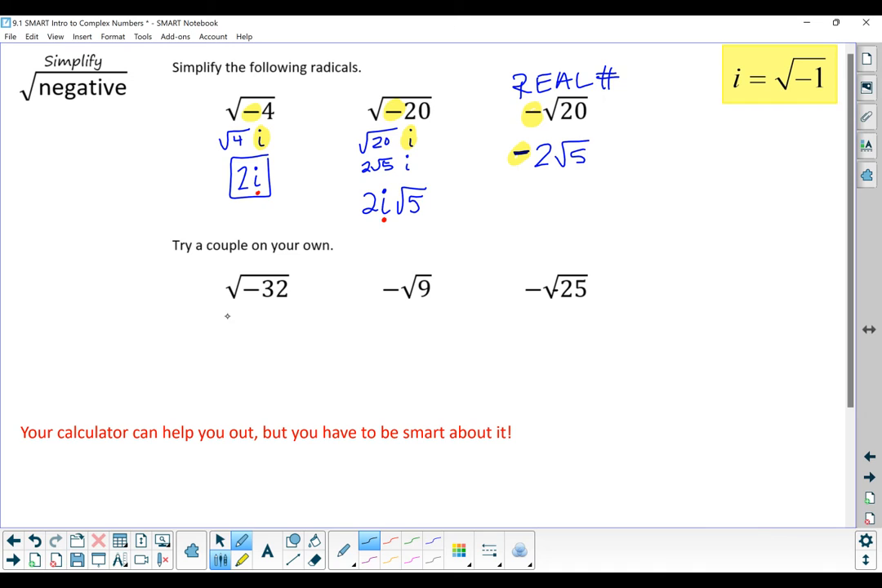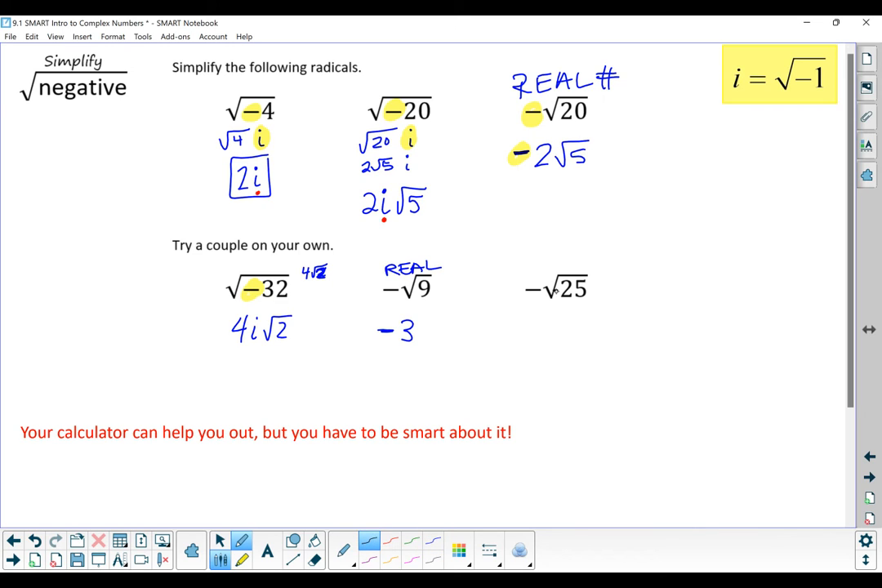Square root of negative 32. Well, if you type in root 32 in your calculator, that's 4 root 2. This is an imaginary number because we've got a negative inside of our root. So our number is going to be 4i root 2. The next one is negative root 9. The negative is outside the root. This is just the real number, negative 3.